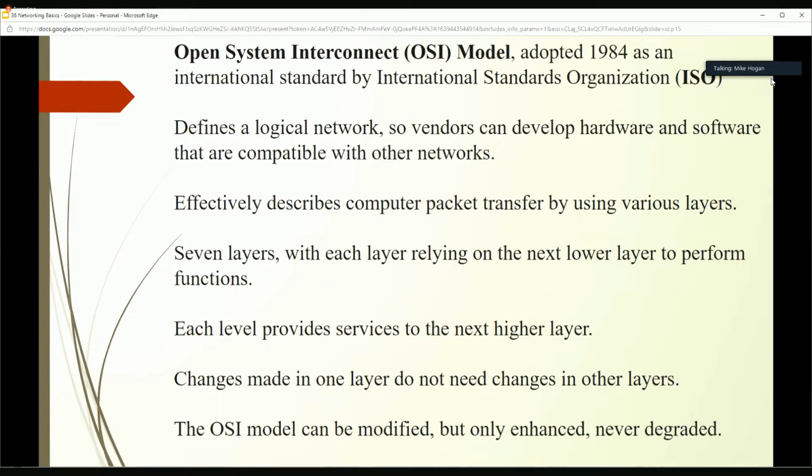Before we dive into the OSI model, we're at a quarter till. So let's take a break and let's come back at the top of the hour. So let's come back at 8 o'clock your time, 9 o'clock my time. All right. See you in a few. Okay, thank you.